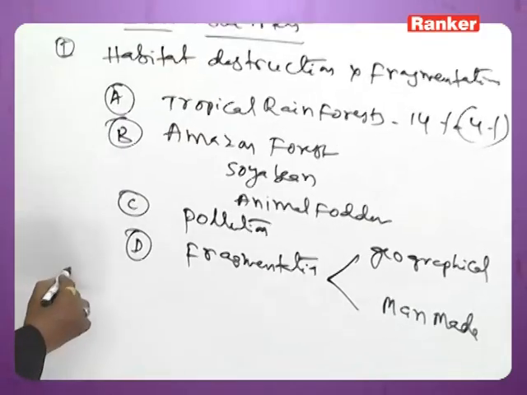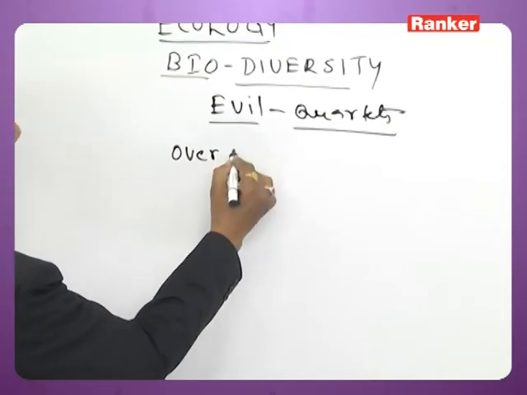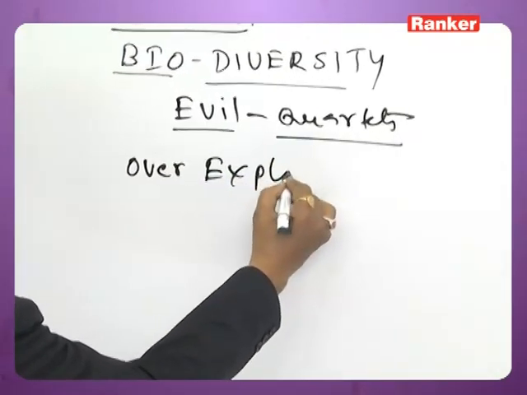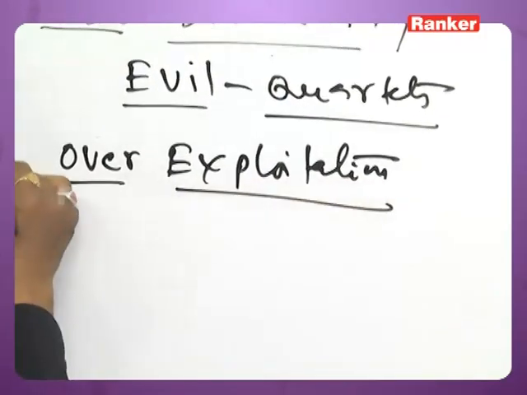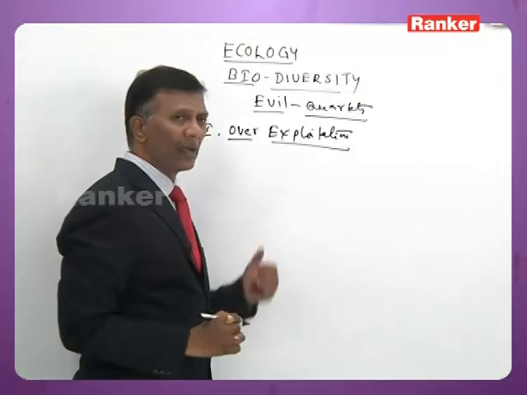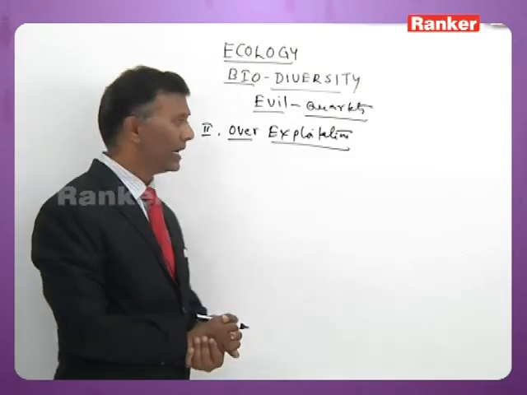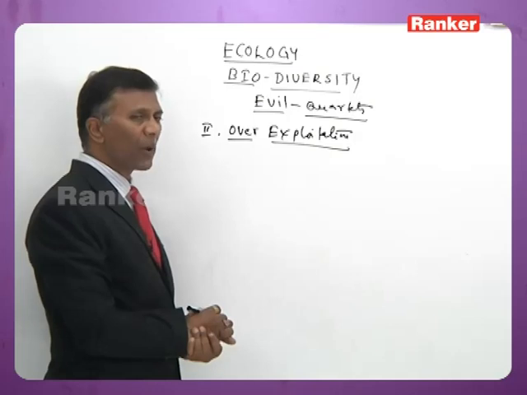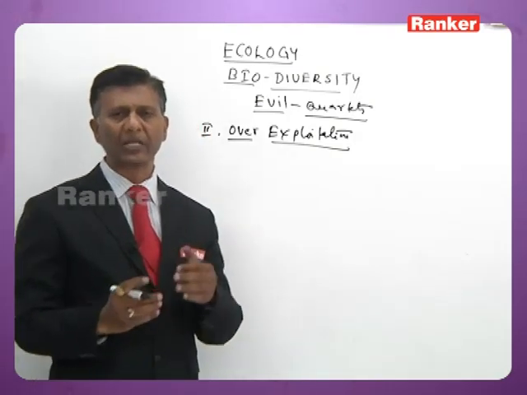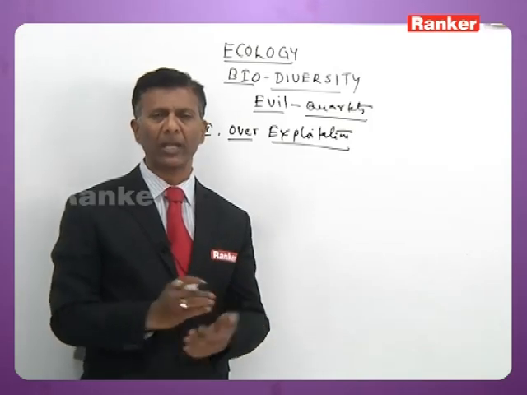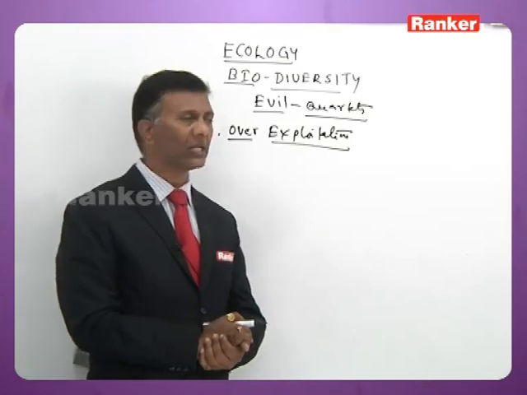And the second evil quartet, overexploitation. It is the second major evil quartet responsible for habitat degradation in India. Because of the indiscriminate exploitation of organisms, many organisms on the earth have reached a stage where they are extinct now, or some of them are critically endangered, some of them are endangered.